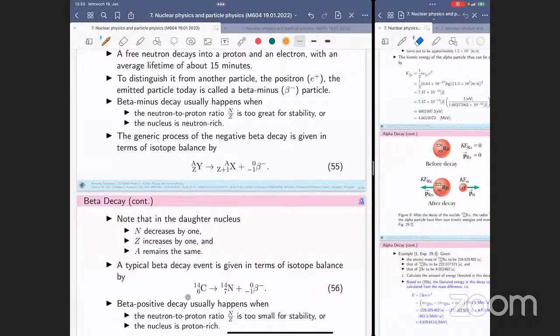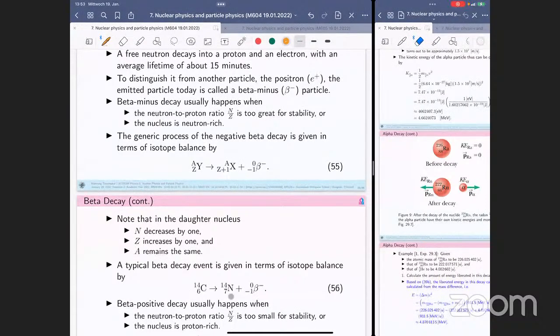Carbon-14 is not a stable isotope at all. It has a half-life of 5,730 years or something like that. In 5,730 years, the amount of carbon-14 will remain only half of that. That's the thing we need to pay attention to.